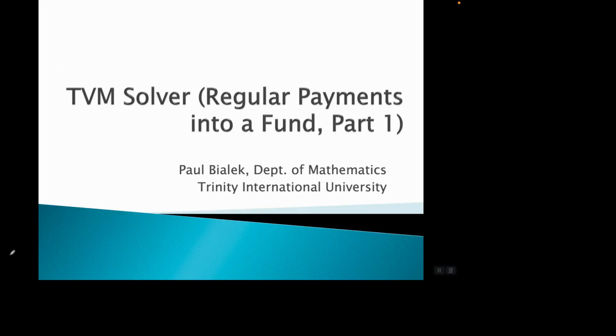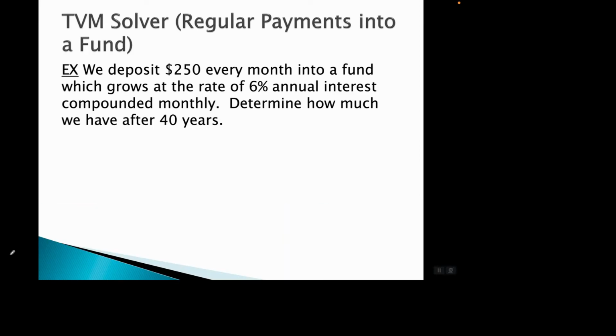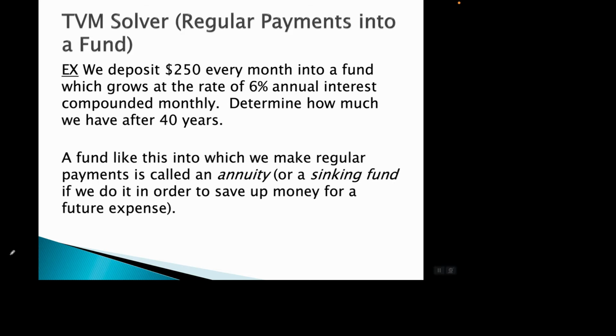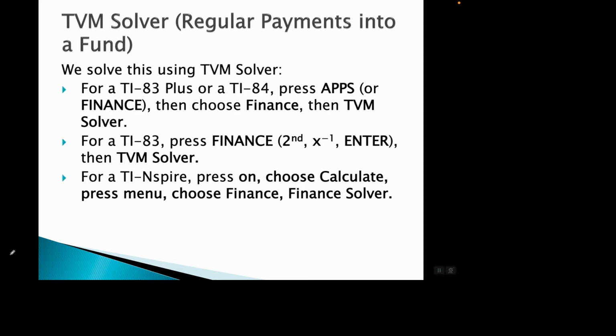Let's talk about using TVM solver for regular payments into a fund, Part 1. We deposit $250 every month into a fund which grows at the rate of 6% annual interest compounded monthly. Determine how much we have after 40 years. A fund like this into which we make regular payments, note it's not just one payment but regular payments, is called an annuity, or a sinking fund if we do it in order to save up money for a future expense. We solve this using TVM solver.